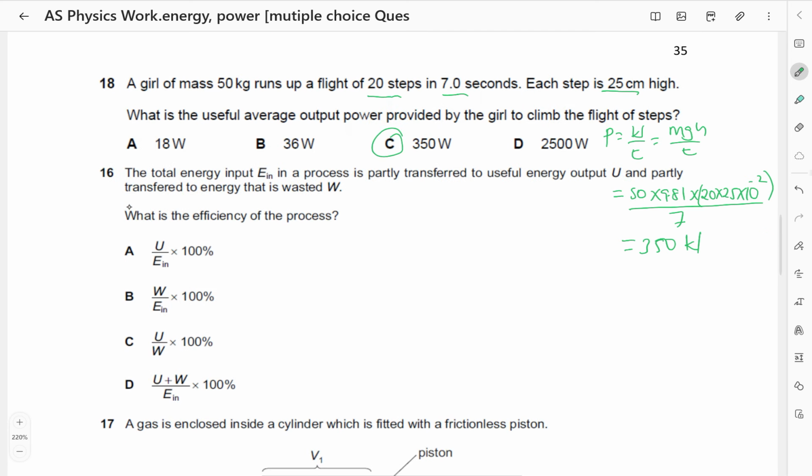The total energy input in a process is partly transferred to useful energy output U, and partly transferred to energy that is waste, that is W. What is the efficiency? So efficiency is useful energy output, which is U, over total energy input, which is E in, times 100, to change it to percentage. So our answer is automatically A.